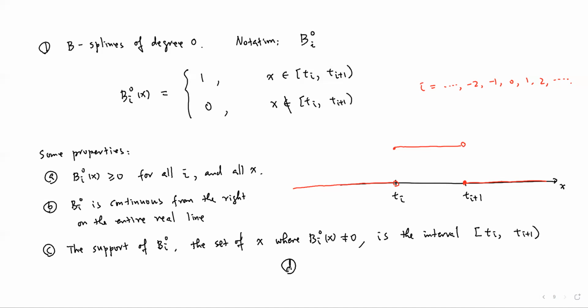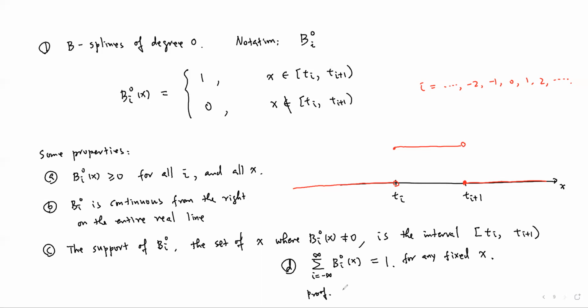Fourth, the summation of B_i^0 at any x, over i from negative infinity to positive infinity, is equal to 1, for any fixed x. How to see this equation? Proof.